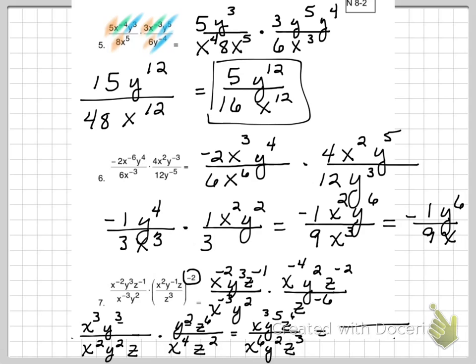Looking at our x's, 6 minus 3 is 3, and so the 6 is on the bottom, so it's going to be x cubed in the denominator. Looking at our y's, y to the 5 minus 2 is 3. The 5 is the largest exponent, so it's y cubed in the numerator. And z to the 6 minus 3 is z cubed, and that will also be in the numerator because 6 is bigger than 3. And so that would be our final answer for that last example.